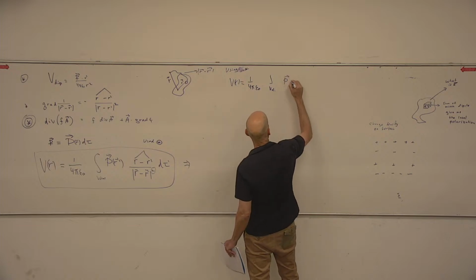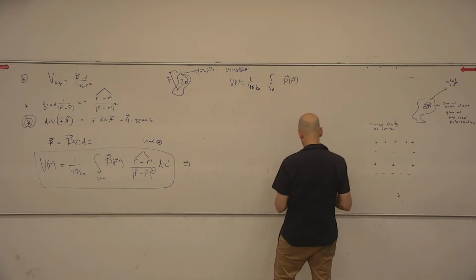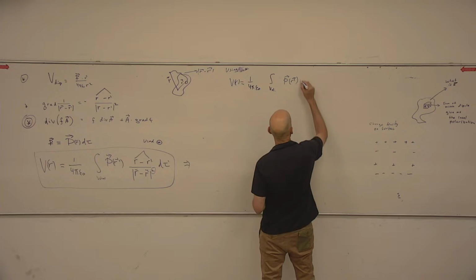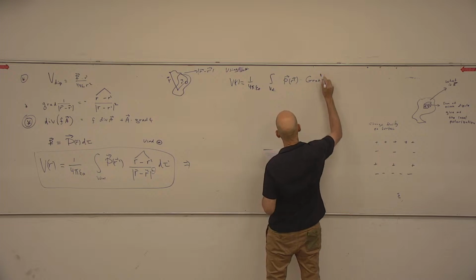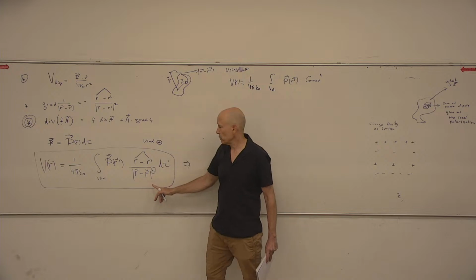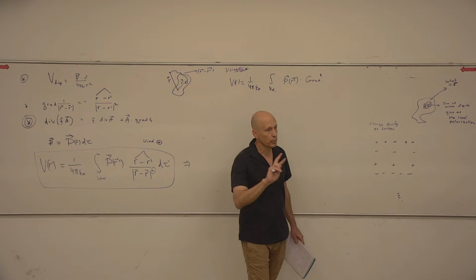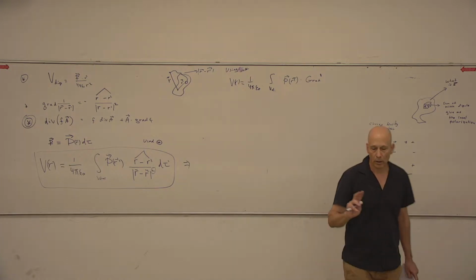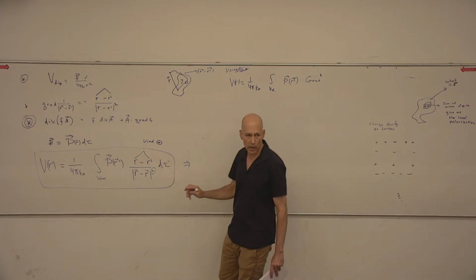P of r, the macroscopic polarization field, times grad, but I do it with respect to r prime. Here I have a choice. I can do the grad with respect to r or r prime. What will be the difference? A difference in the sign, because it is r minus r prime or r prime minus r.